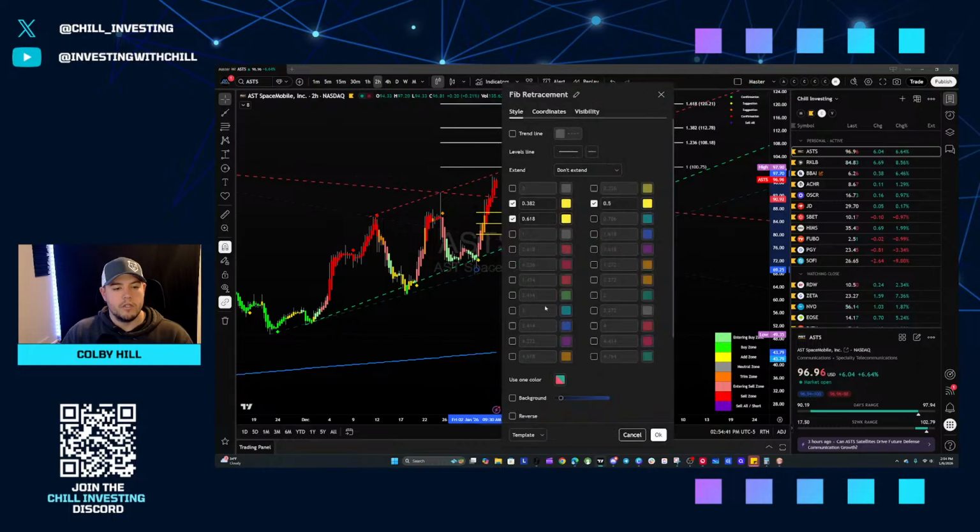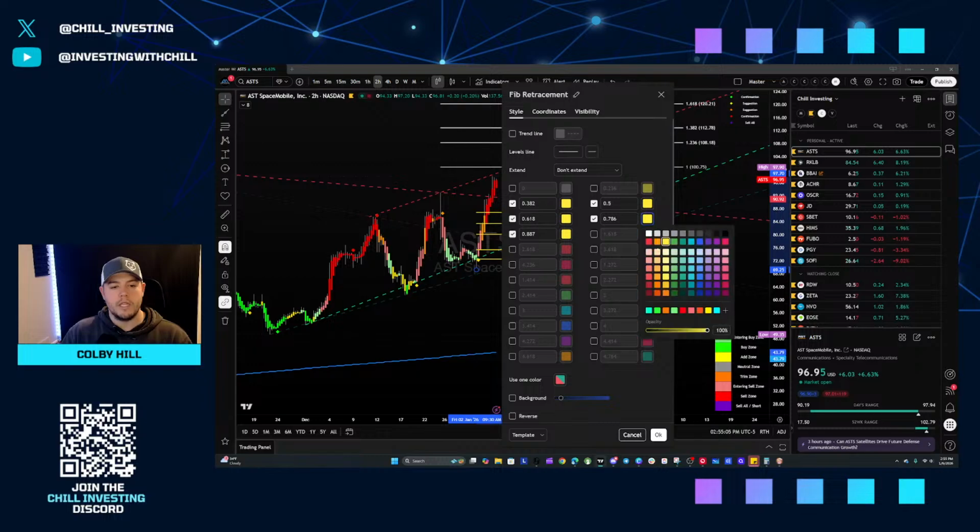Okay. So what I have, and typically I don't use the 236, but it is good to know that it can be an option as far as a support level being found. So you can have that there, but I don't use it as a standard. I typically will run these ones. And let me just go to all retrace. I typically will go to these three.